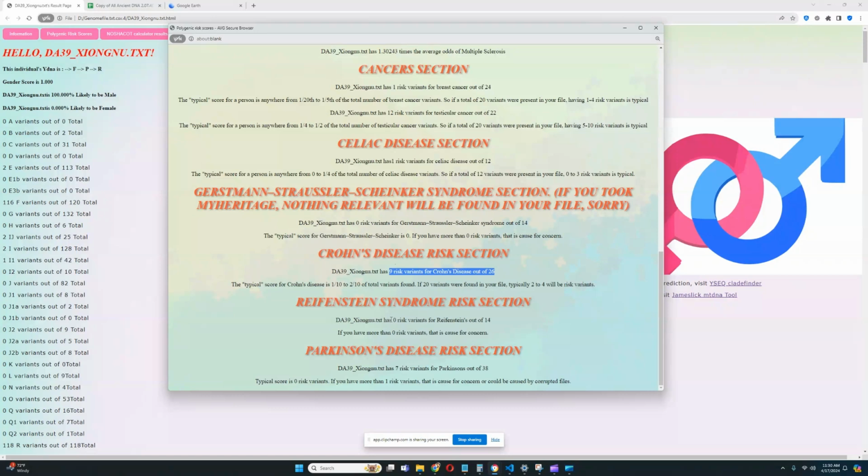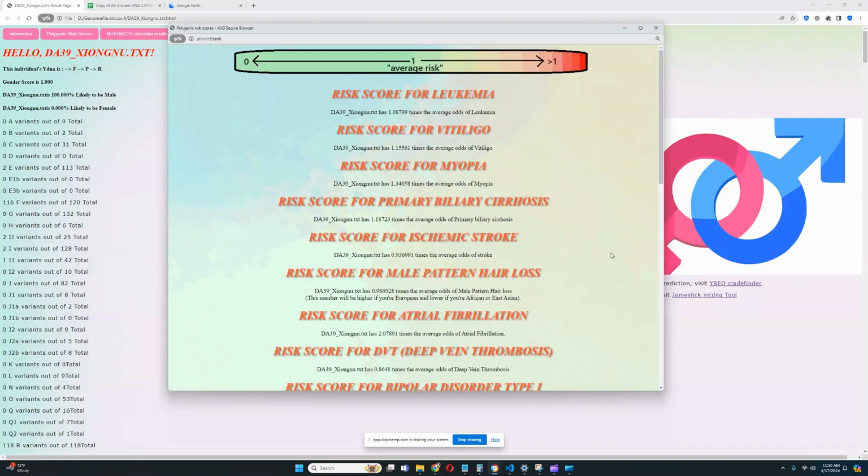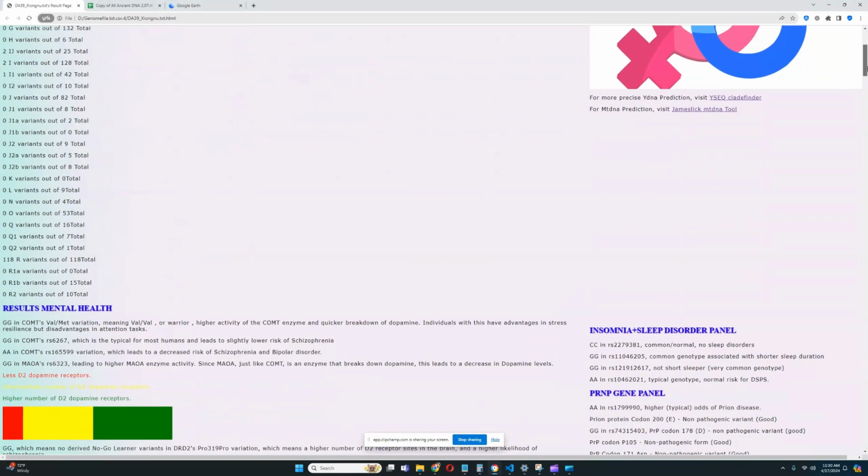For Reifenstein's, zero risk variance for that, really good. For Parkinson's, seven risk variance out of 38, which is kind of unfortunate again, but we can't really fact check that. We can't really see where these are. So he really has to watch out for Crohn's, and he has to watch out for, I guess, blood pressure.